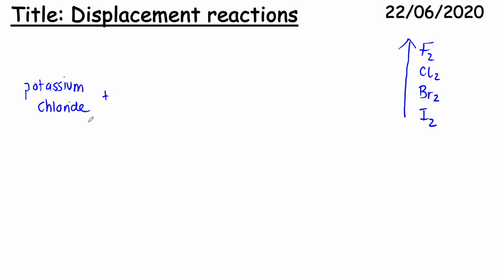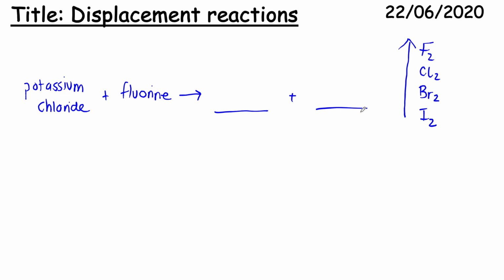It's potassium chloride because it's in a compound, so the halogen, chlorine, ends in -ide. And if I react potassium chloride with fluorine, what are the two products I get back?